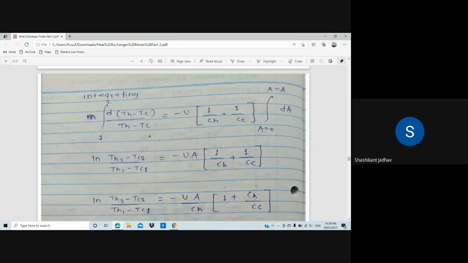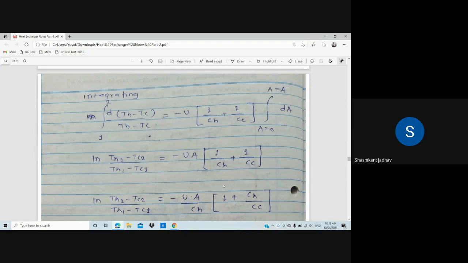Okay. And at this right hand side, what is the integration of dA? That is A, and that value changes from 0 to A. So therefore instead of dA, that directly A is coming there. So therefore it is equal to minus U into A into bracket 1 upon Ch plus 1 upon Cc. Okay, so all of you write down ln Th2 minus Tc2 divided by Th1 minus Tc1 is equal to minus U into A into bracket 1 upon Ch plus 1 upon Cc. Okay, then left hand do the simplification.